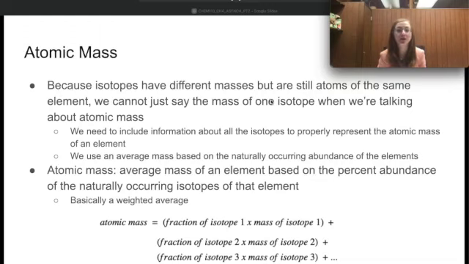We have here for chapter 4 is atomic mass. So we've been talking about the atomic mass on the periodic table. Now we're going to figure out where it comes from.